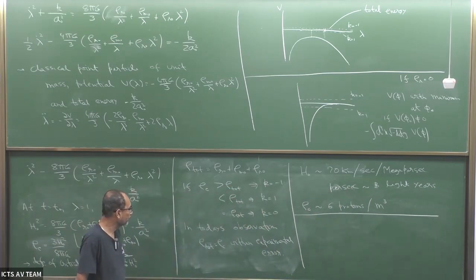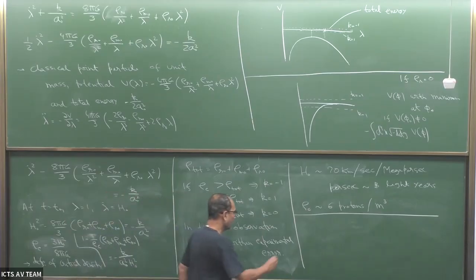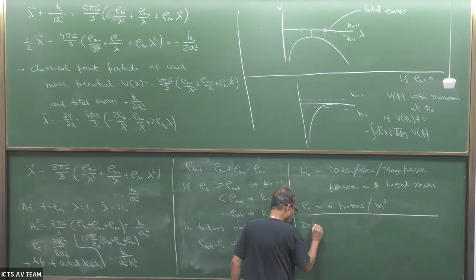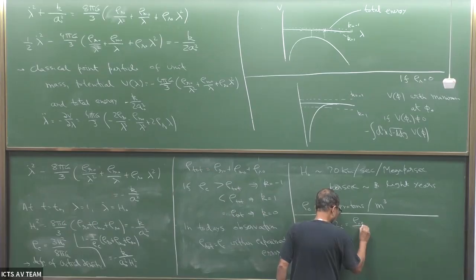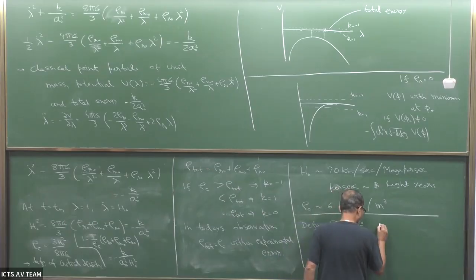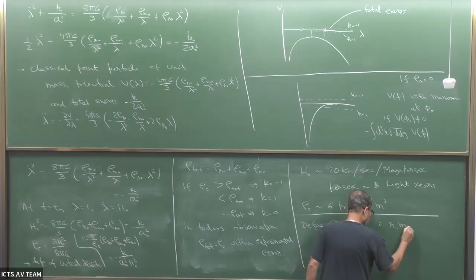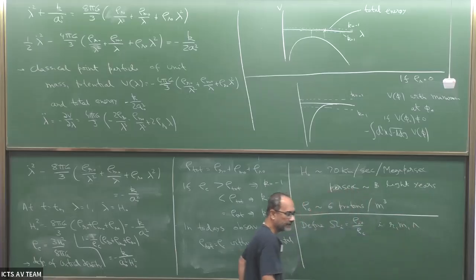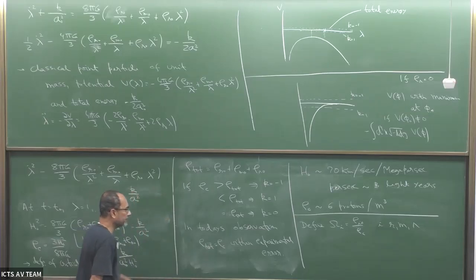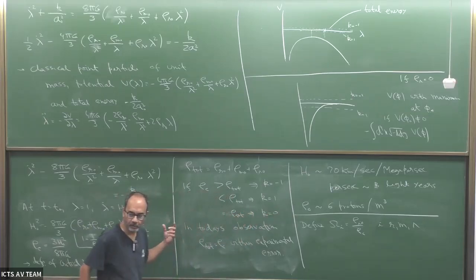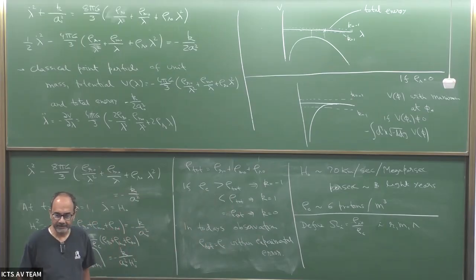Or maybe I should also include something else. We define omega I as rho I0 over rho c, where I stands for r, m, or lambda. Because instead of giving the actual values of the rho, we give the ratio of the rho to critical density, because critical density you already know. It's 6 protons per meter cube. Physically it's more useful to give the ratio of the actual observed density to the critical density.